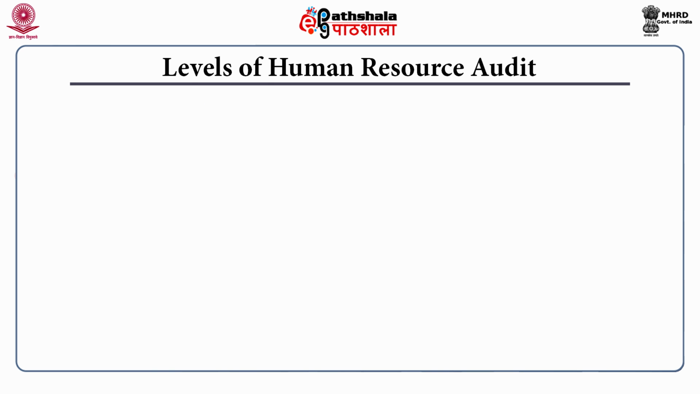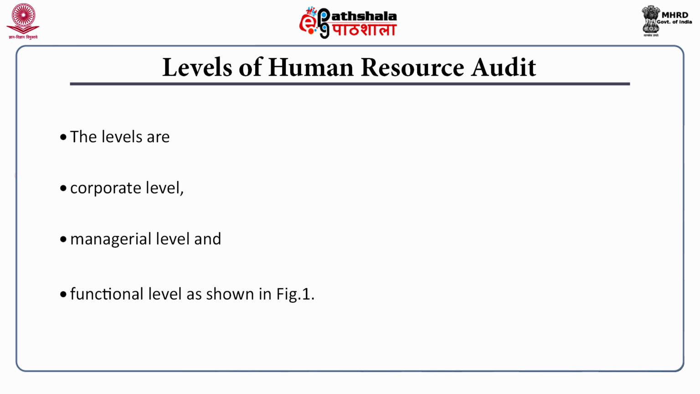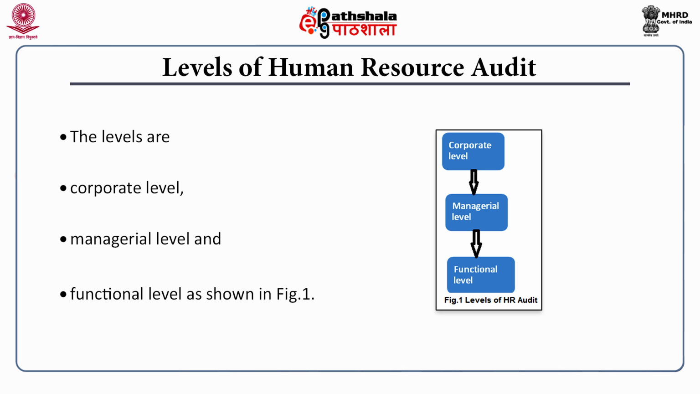Levels of human resource audit. The levels are corporate level, managerial level and functional level, as shown in figure 1. Corporate level. People at the corporate or top level of management issue directions for the HR department. It is essential to include corporate level activities within the scope of HR audit.